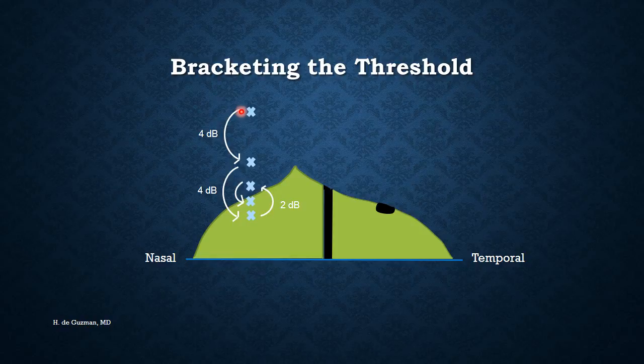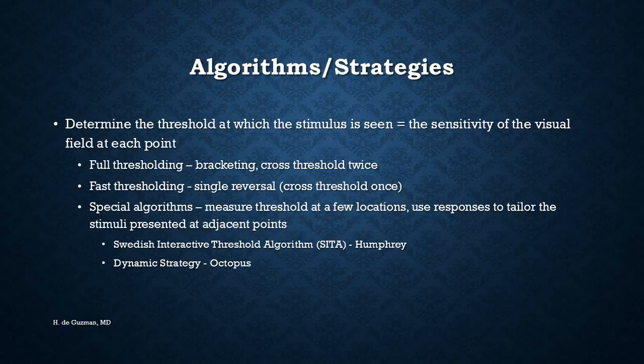Take note that these stimuli are not presented sequentially all at the same point. So the machine will test one point here, another point here, another point here, then another point here, and then come back here. So the patient does not know where to expect the stimulus. So that's an example of full thresholding. It crosses the threshold twice. There's the faster thresholding where it only crosses the threshold once.